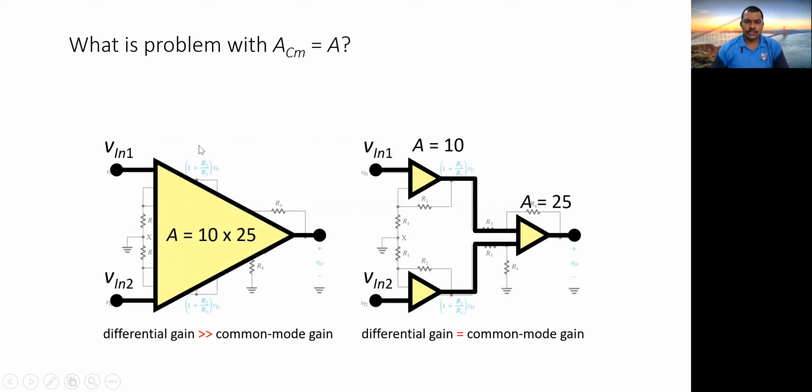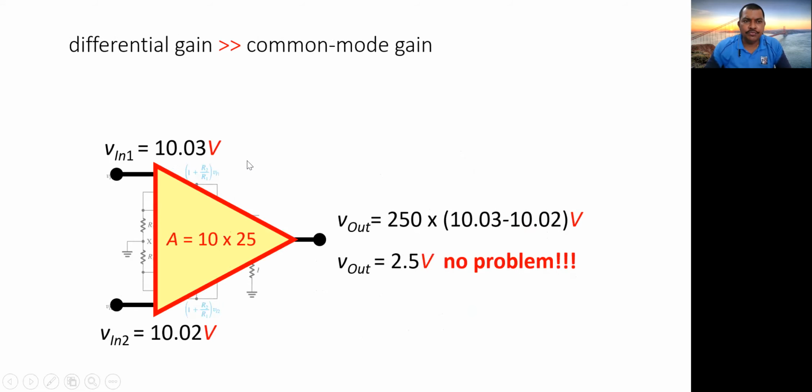we are having two situations. In one, I am going to assume that the differential gain is very, very much greater than the common mode gain. And in the other, we are going to assume that the differential gain is equal to the common mode gain. Now, what happens with that? Let us see. If we take the first case, where differential mode gain is very, very much greater than common mode gain, then what will we have?